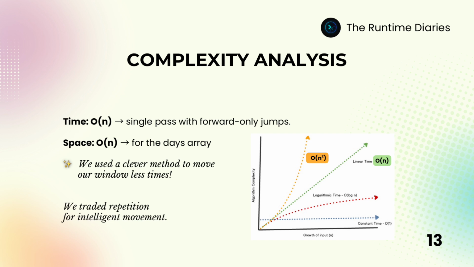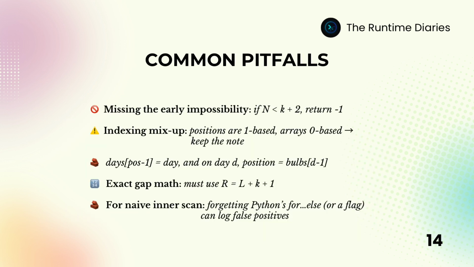So the time complexity drops to O of N. The only extra memory we use is for our days sticky note board. So the space complexity stays O of N too. And just like that, we've gone from an exhaustive search to a smooth linear time walk across the street.